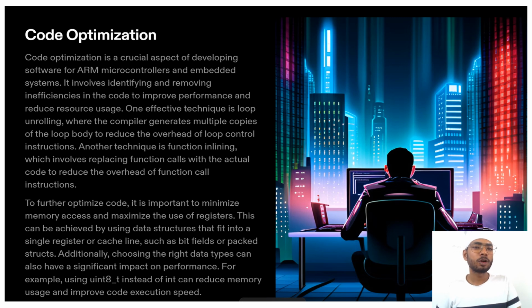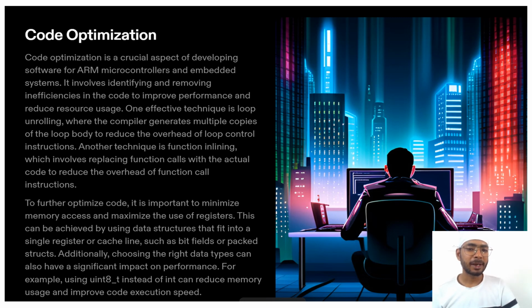Next slide, we have the code optimizing. Code optimizing is a crucial aspect of developing software for ARM microcontrollers and embedded systems. It involves identifying and removing inefficiencies in code to improve performance and reduce resource use. One technique is loop unrolling, which generates multiple copies of a loop body, reducing the overhead of loop control instructions. Another technique is function inlining, replacing a function call with the actual code, reducing the overhead of function call instructions.